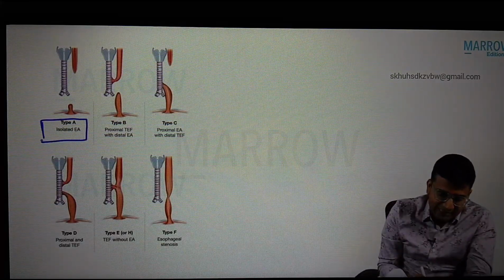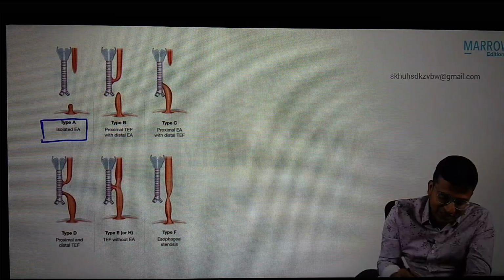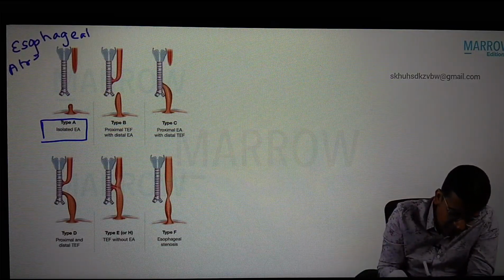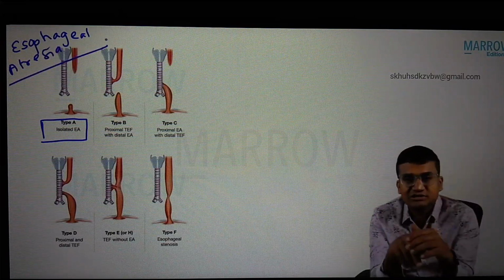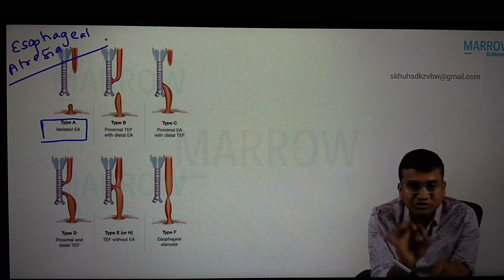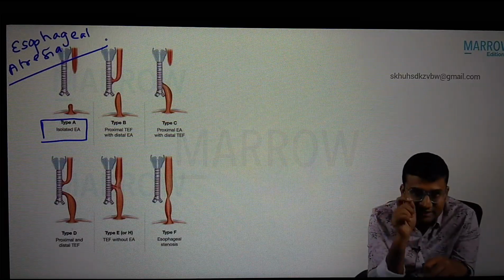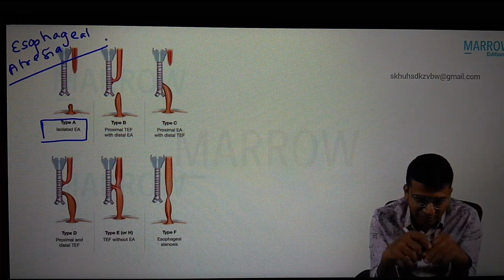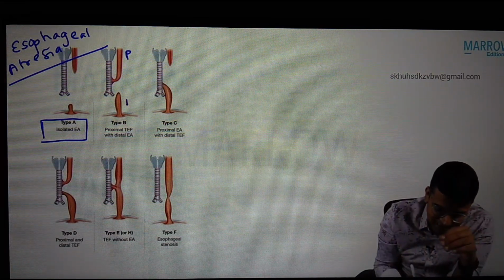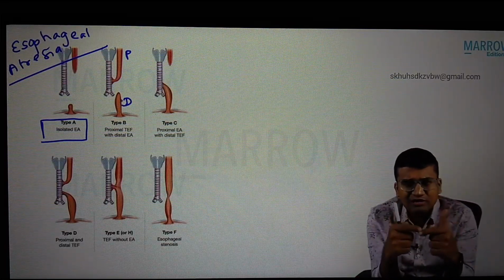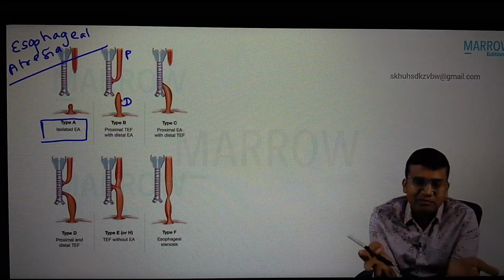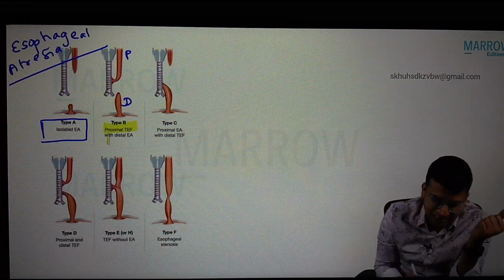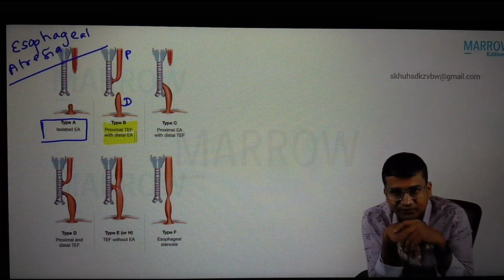So type A is isolated esophageal atresia. EA means esophageal atresia, and there is no communication between trachea and esophagus. No tracheo-esophageal fistula. Type A, isolated esophageal atresia and no fistula. Now see type B. This is the proximal part of the esophagus, this is the distal part of the esophagus. Now the proximal part of the esophagus is communicating with the trachea, and the distal part of the esophagus ends as a blind tube. So proximal tracheo-esophageal fistula and distal esophageal atresia.